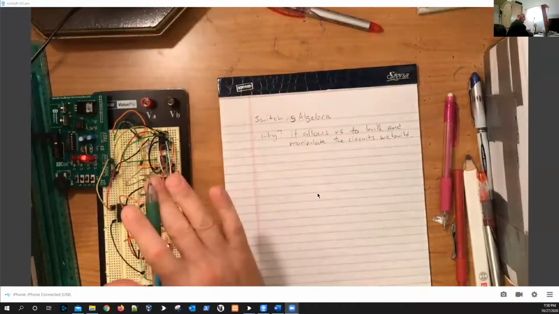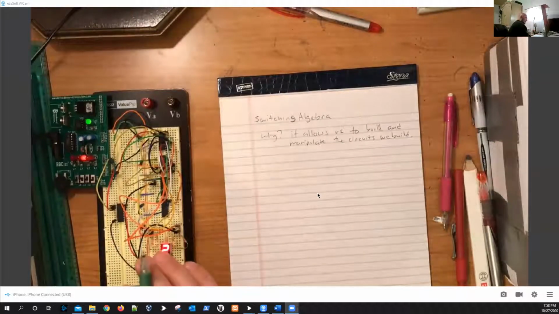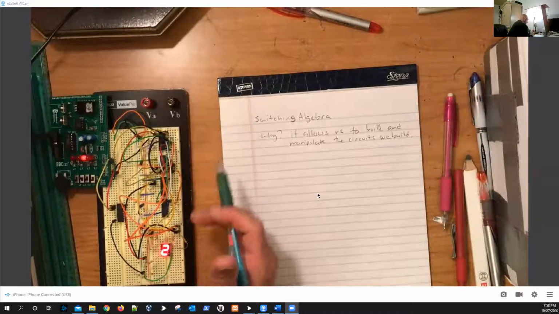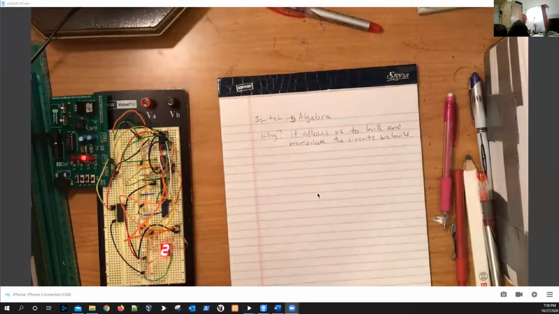So all of this over here, and like I said, we're not really going to get into how it works, but it's all based on switching algebra. You can come up with a mathematical formulation for how all of this works. And we're obviously not going to get there today. Like I said, this is a couple months worth of learning that led to this particular project.